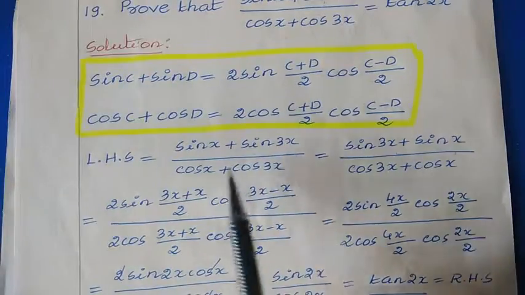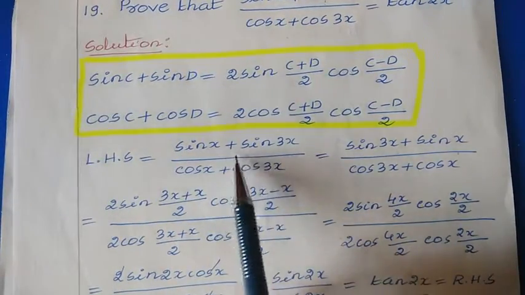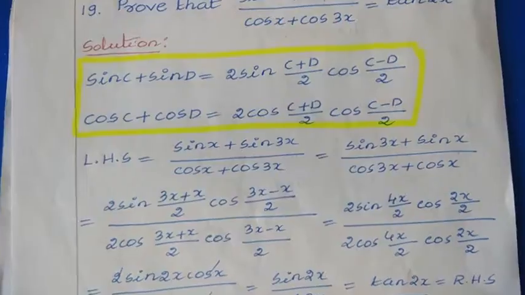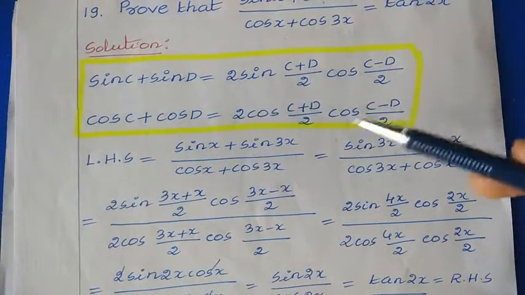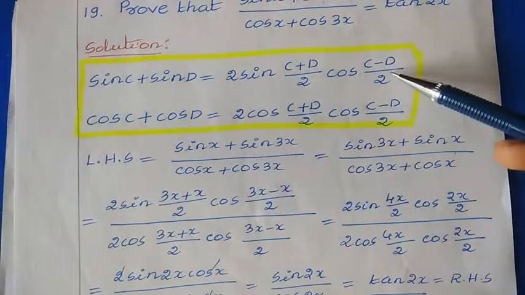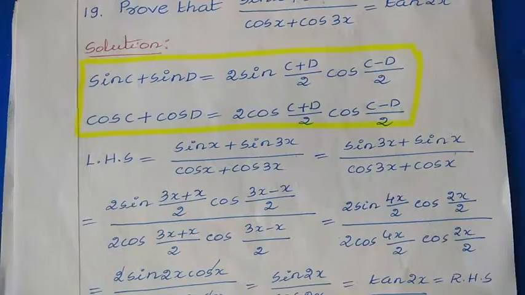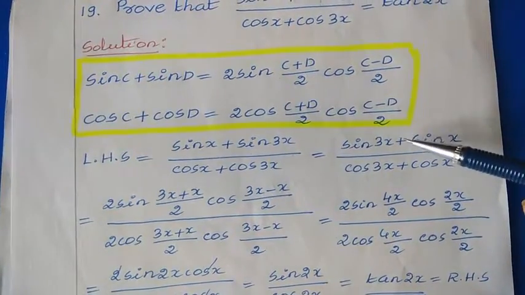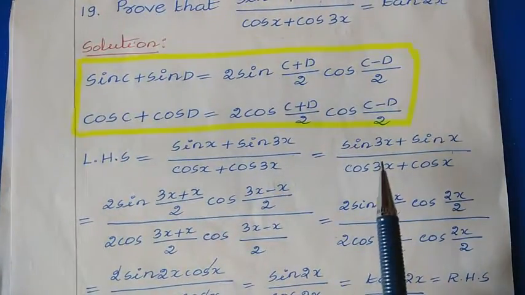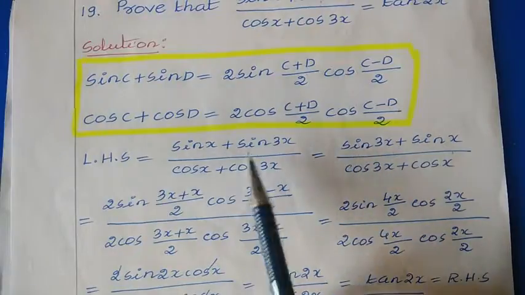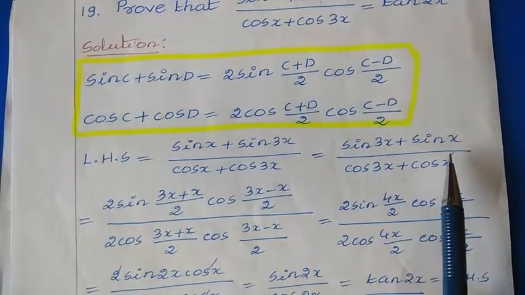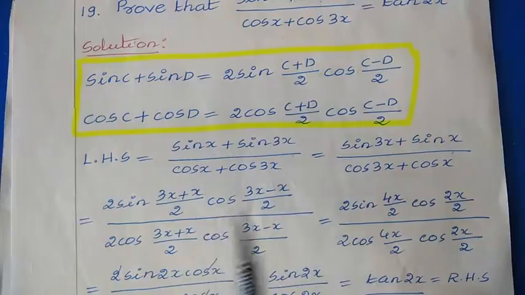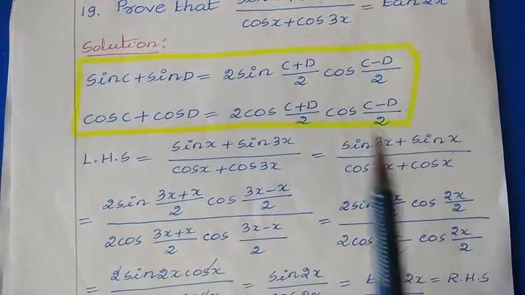Even you can do the calculation with this one also, but when you do C minus D, x minus 3x, you will get cos of minus 2x. But cos of minus theta is cos theta itself. So later you can change, or here itself you can make the changes. So now here I am exchanging the value. I am writing this one as sin 3x plus sin x.